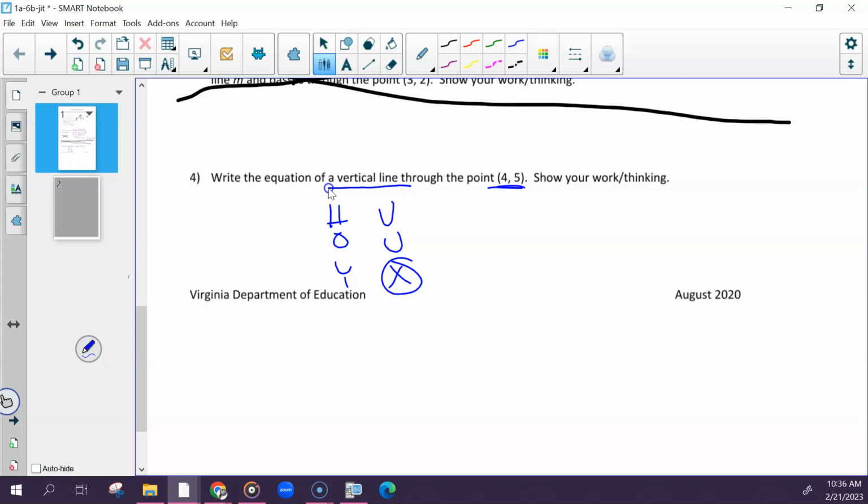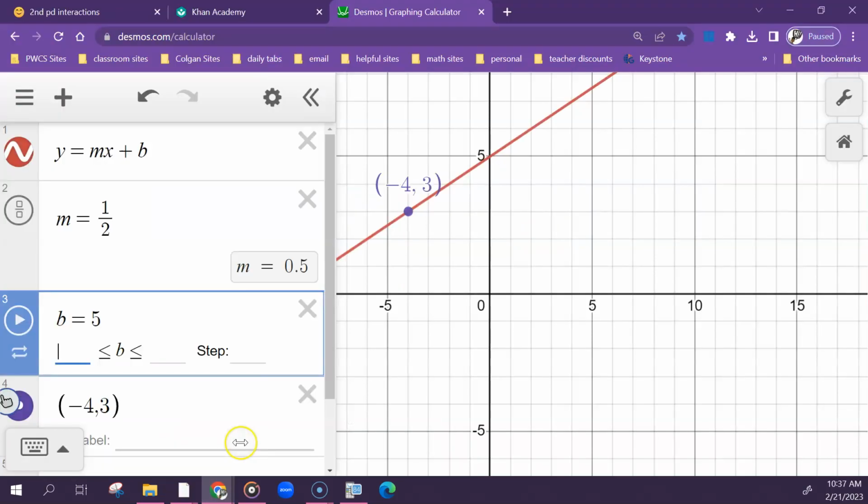Alex, 4. So you know it's a vertical line, it's supposed to be an x equals, the x value is 4. Put all of that together, you get x equals 4. So that's really information you need to know in order to solve a problem like that. Right? I will show you how you could use Desmos. It is basically the same as what I just did, but in graph form.